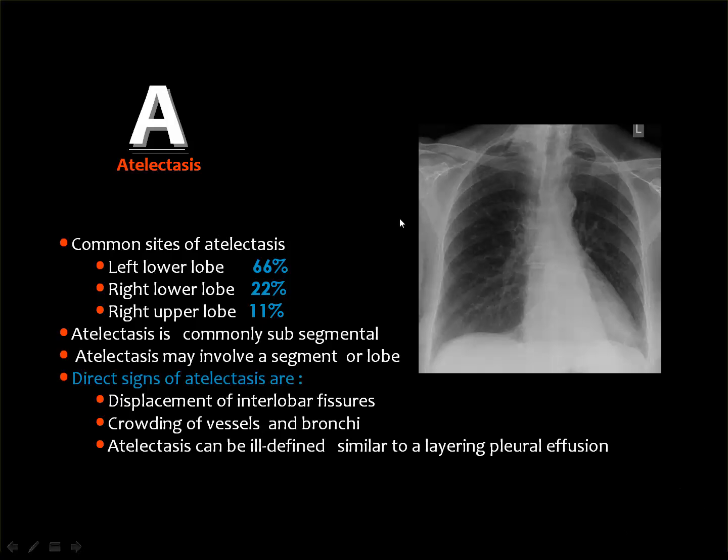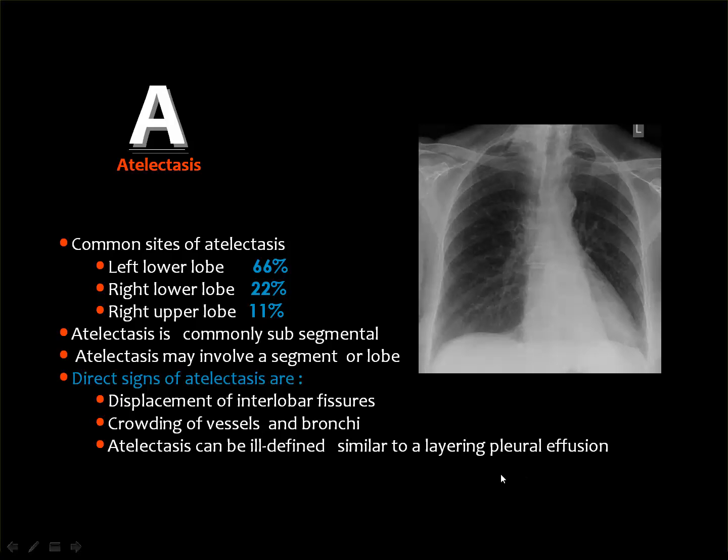Then these are the most common sites of atelectasis. The left lower lobe is the most common site, then the right lower lobe, then the right upper lobe. Atelectasis means that a part, or a segment, of a lobe is affected and is collapsed.